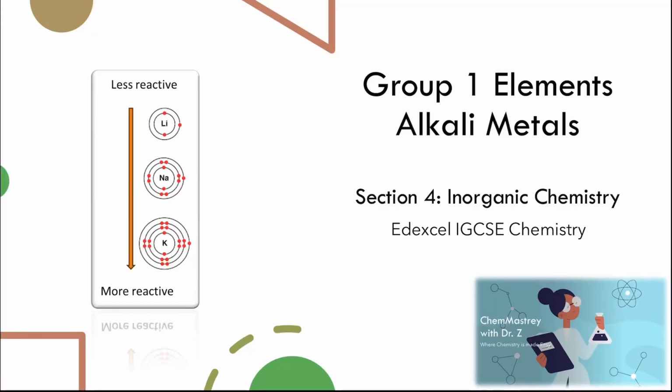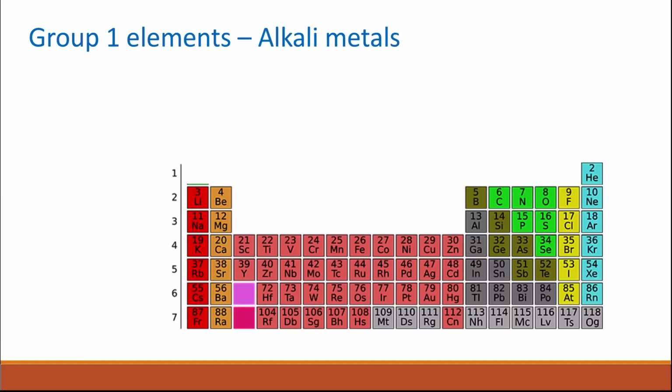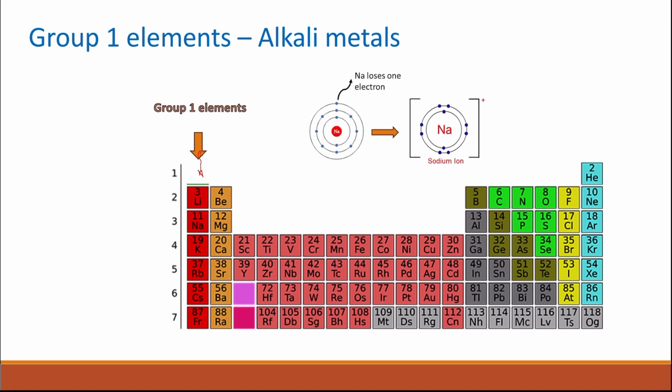Let's go over the topic of Group 1 elements, alkali metals, from Edexcel IGCSE Chemistry. Group 1 elements are found on the left-hand side of the periodic table. All of these elements have one electron in their outer shell, so they have the same type of reactivities. They tend to lose this one electron to give the 1+ ion. Like sodium, which has one electron in its outer shell, it loses this electron to give the sodium ion.